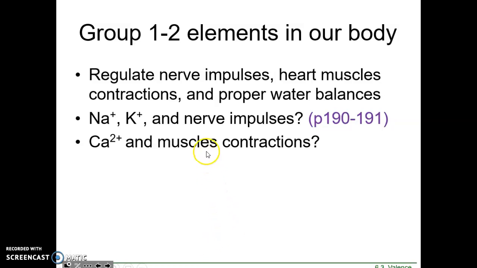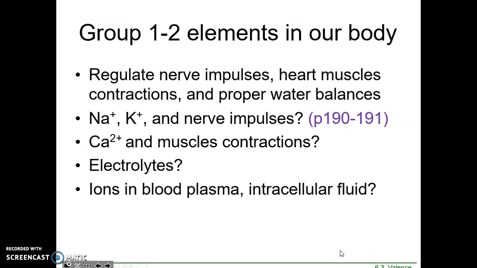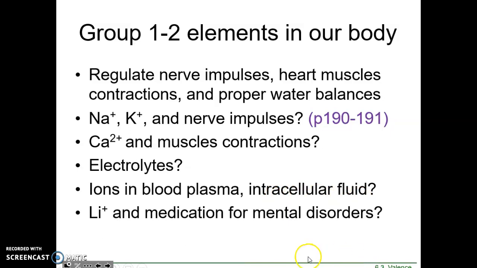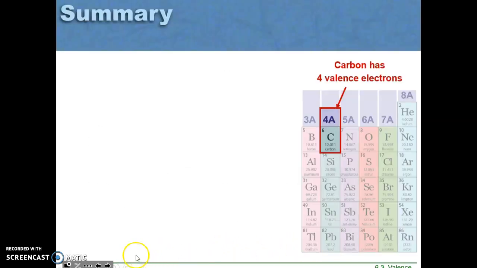You should be able to answer this not just from reading, but from human biology. Same for this one. What can you tell me about electrolytes? Why are ions in the blood plasma important and the extracellular fluid? What can you tell me about lithium and a medication for mental disorders?